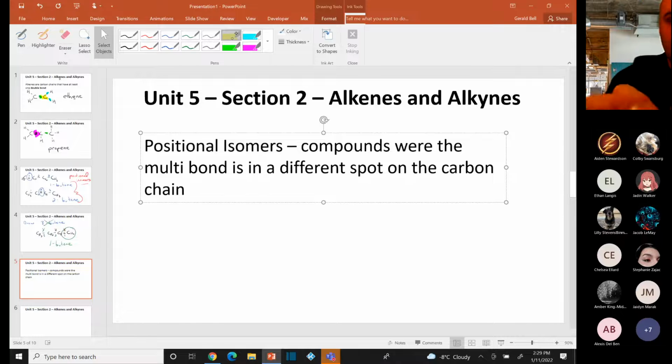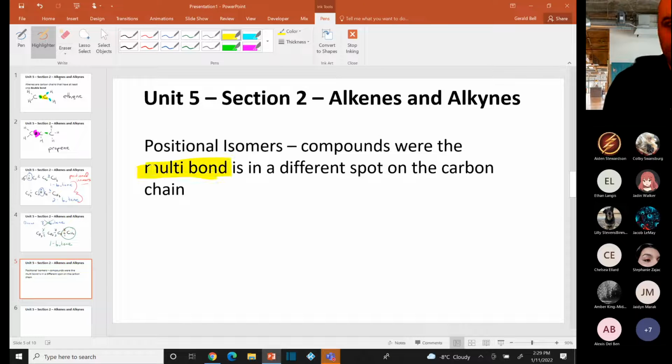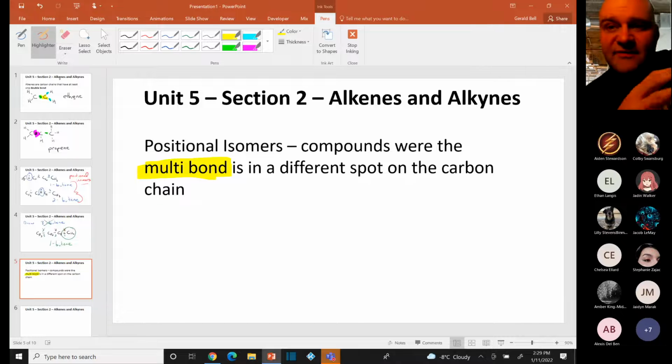So multi-bond is like your key word here. This is actually the second type of isomer we've come across. We came across structural isomers. Now I've come across positional isomers. And there's a third one we're going to be learning in a future lesson called geometric isomers. So there's going to be 3 types of isomers.